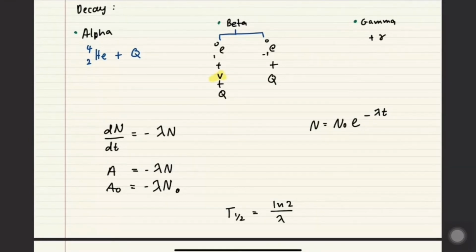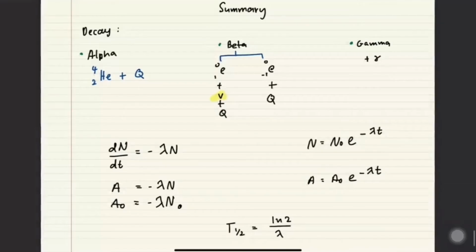So A equals A naught exponent negative lambda t. Okay, any questions about this?